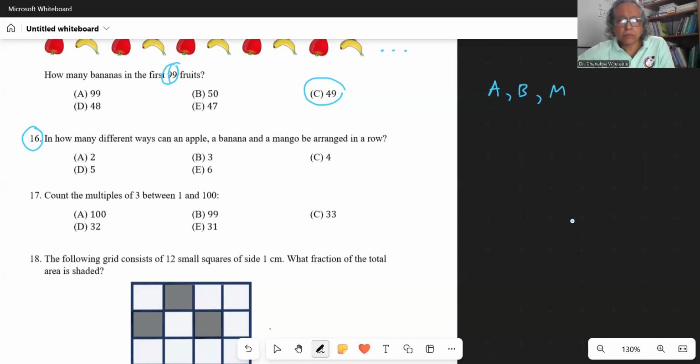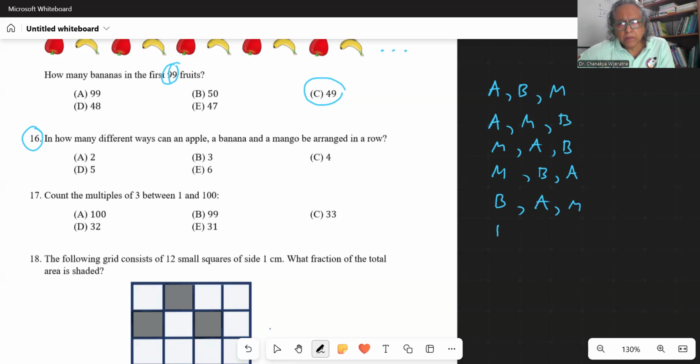So this is one arrangement, and we can keep the apple as the first one, and then interchange these two, so mango, banana. And then we can start with mango, and then apple, banana, and keep the M as the first letter, and then here B and A, and then we can actually start with a B, and then A, M, and then we change the last two, M and A.